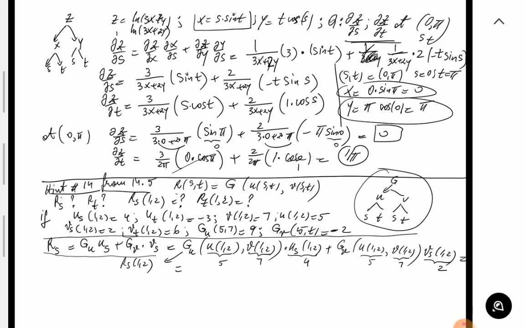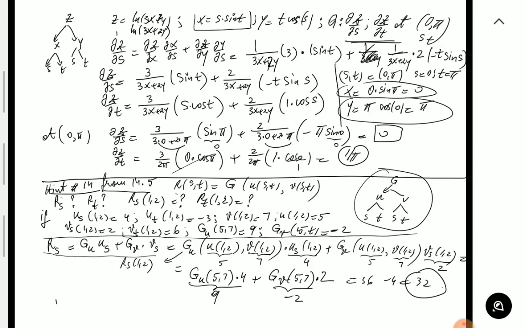Okay, so let's do it one step at a time. Now this composition is going to be partial u of G at 5, 7 times 4, plus partial v at 5, 7 times 2. And now again, we're looking at the values given in the list here. This is given to be 9, and this is minus 2. So that's 36 minus 4, which is 32.